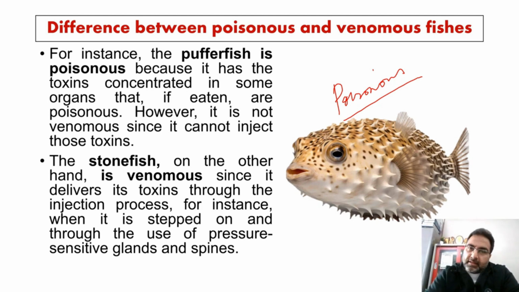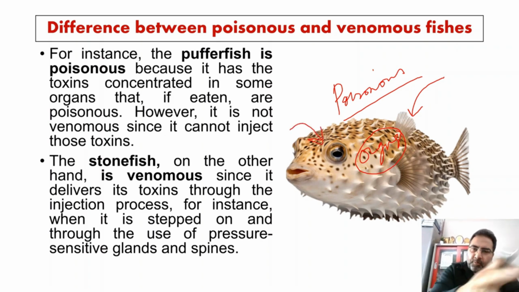But this very puffer fish has certain toxins which are concentrated in its organs. So if this very fish is eaten, the poison is transferred. So the creature is poisoned by eating this very fish, but there is no mechanism for the transfer of the toxins.